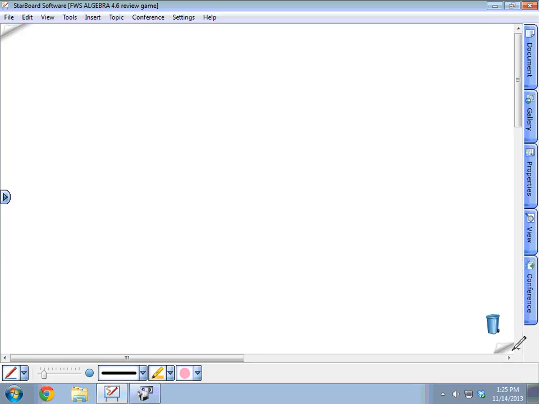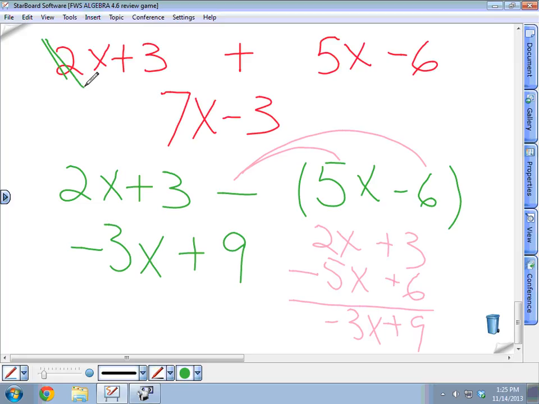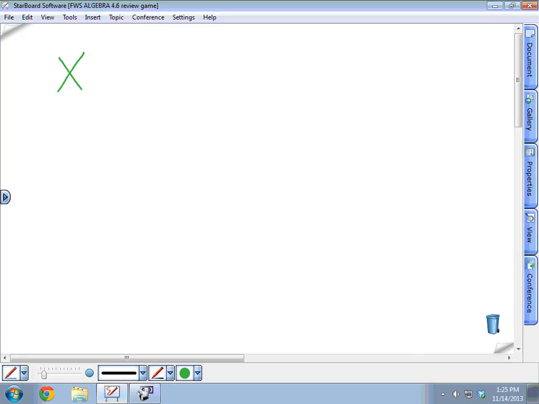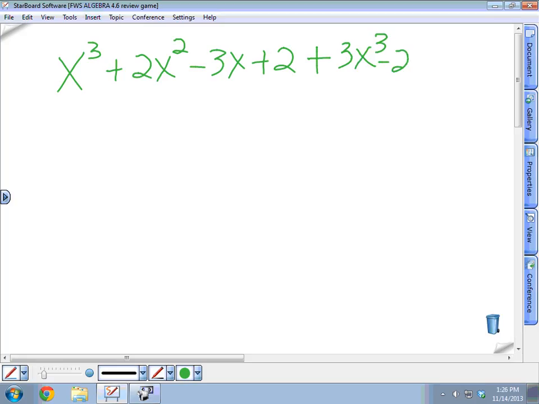All right, let me find another one of these here. Let's do number 14. That one looks tough. What looks tough? Well, number 14. All right, x cubed plus 2x squared minus 3x plus 2 plus 3x cubed minus 2x squared plus 4x minus 5.